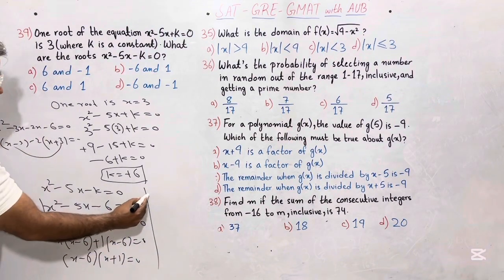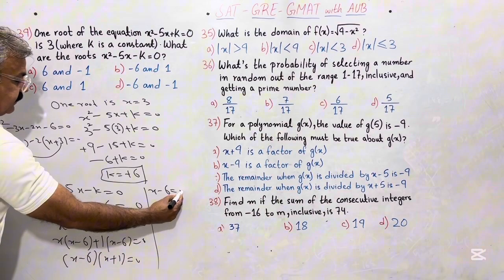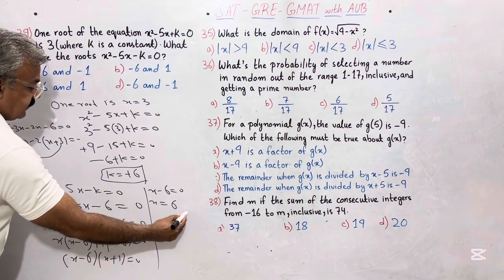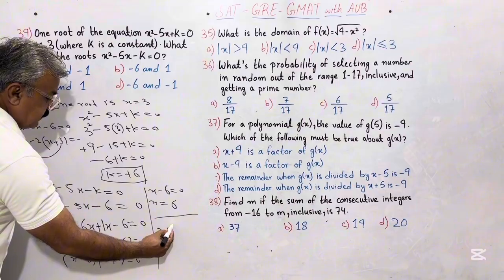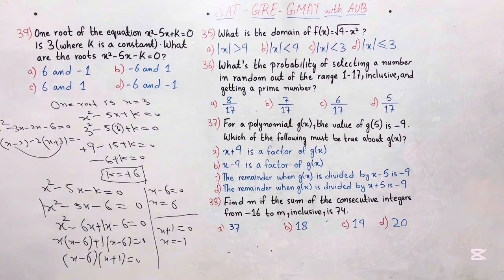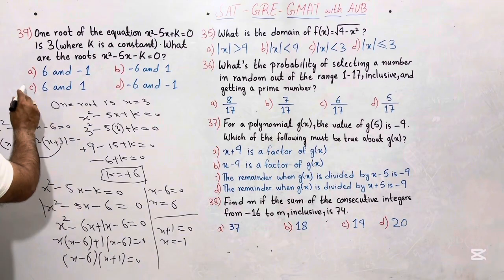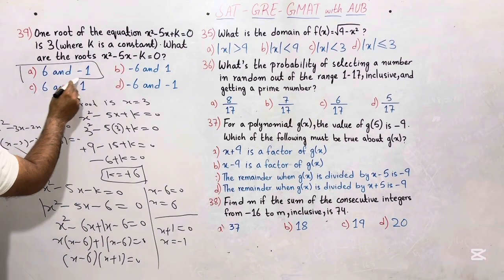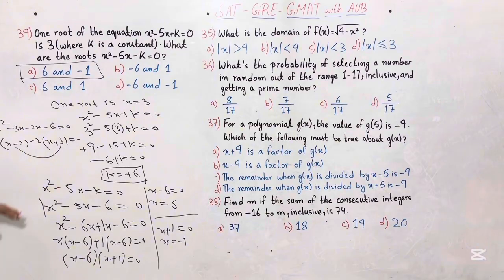So one root is x minus 6 is equal to 0, x is equal to 6. And the other one is x plus 1 is equal to 0, x is equal to negative 1. 6 and negative 1. Option number A is the right option. Our right option is 6 and minus 1.